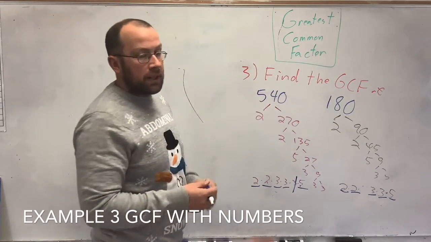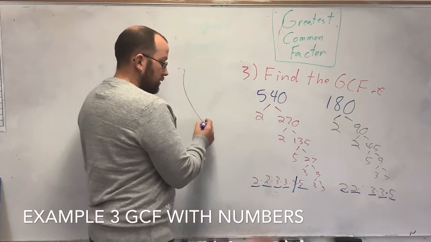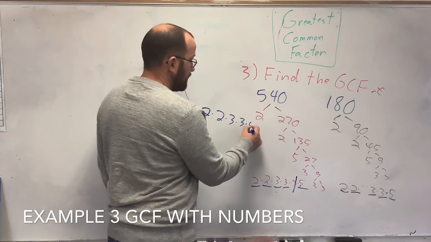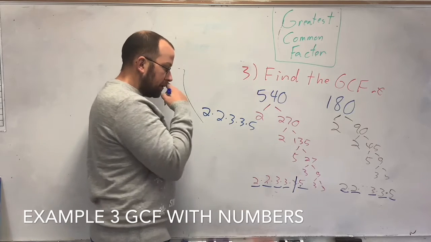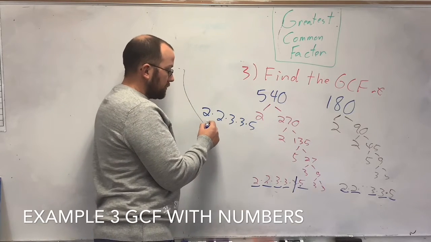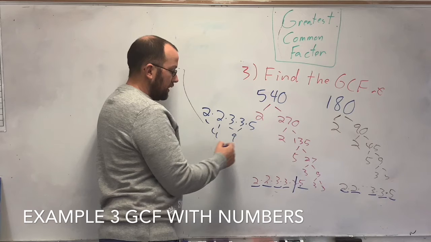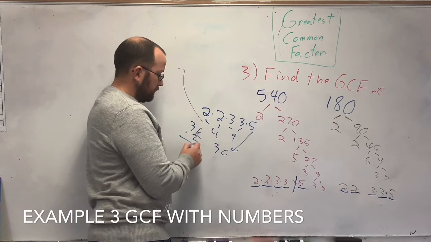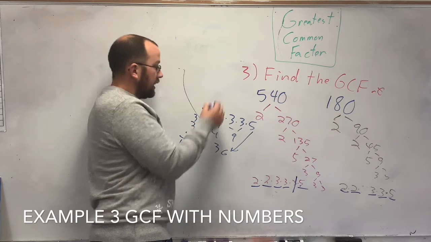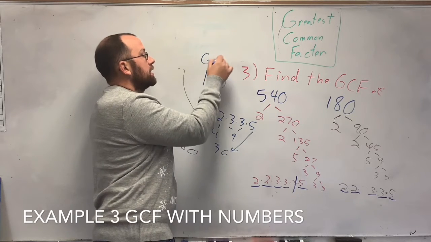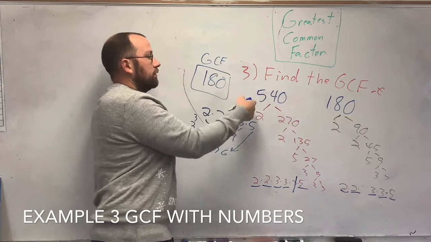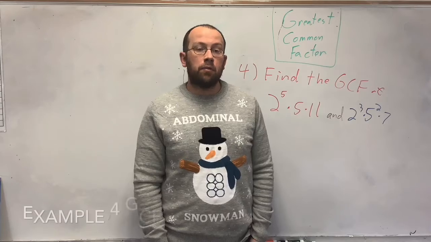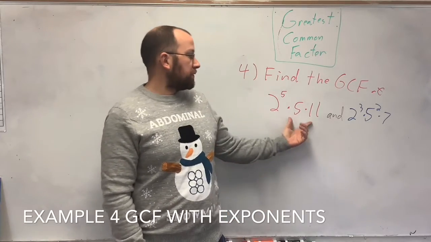So I'm going to multiply them all together. 2 times 2 times 3 times 3 times 5, because that's what they have in common. That gives me 4, 9, 36 times 5, 180. So 180 is my greatest common factor of 540 and 180.